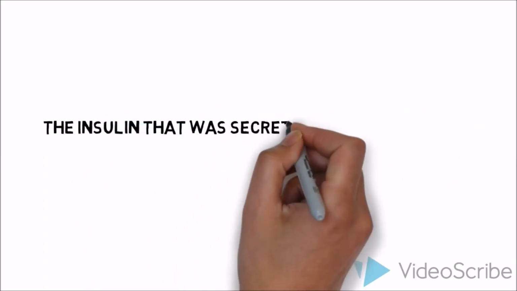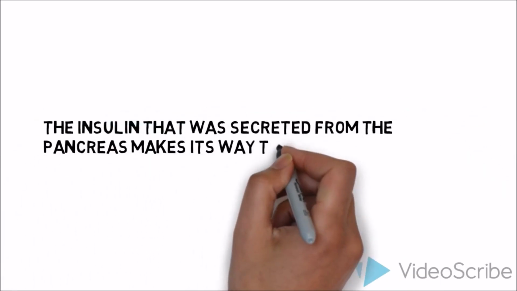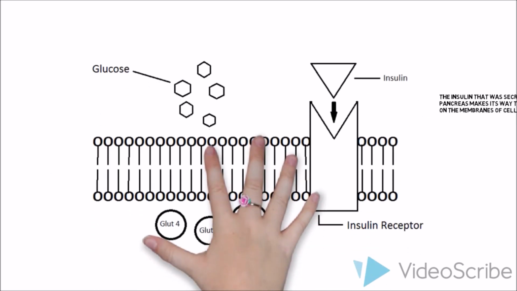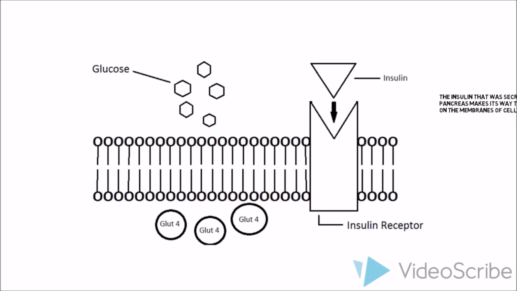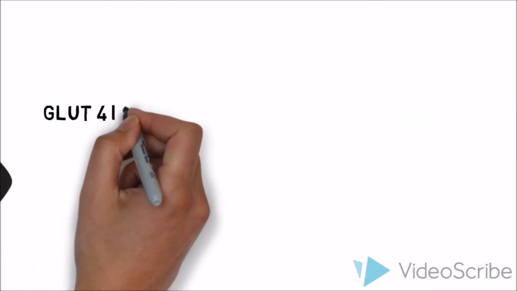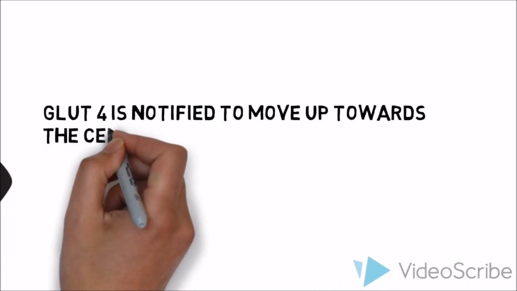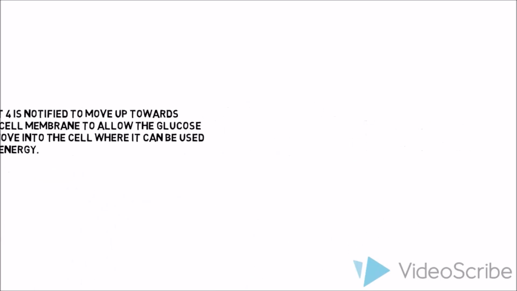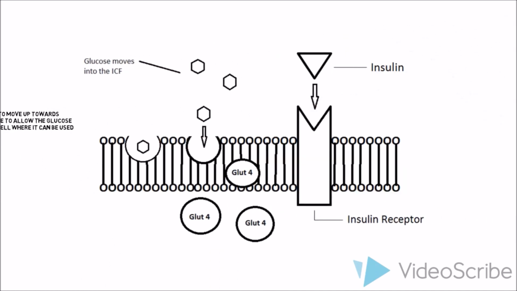Now we look at the concept of insulin resistance. The insulin released from the beta cells of the pancreas make their way towards cells, and on the cell membranes are insulin receptors. The insulin will attach to the insulin receptor, which will notify GLUT4. The GLUT4 then moves towards the top of the cell membrane to allow glucose to enter the cell. From here they are either converted into glycogen or simply used as energy.